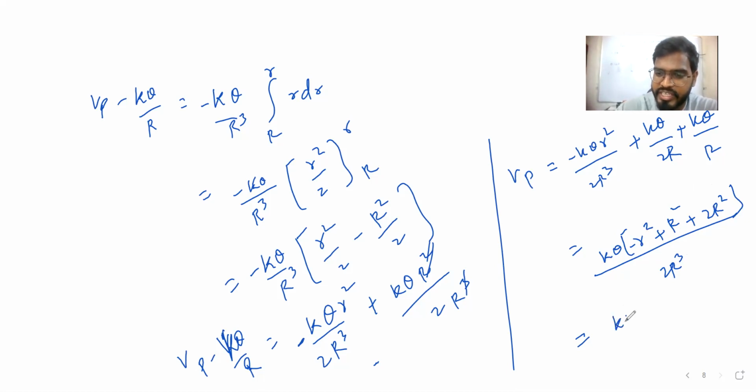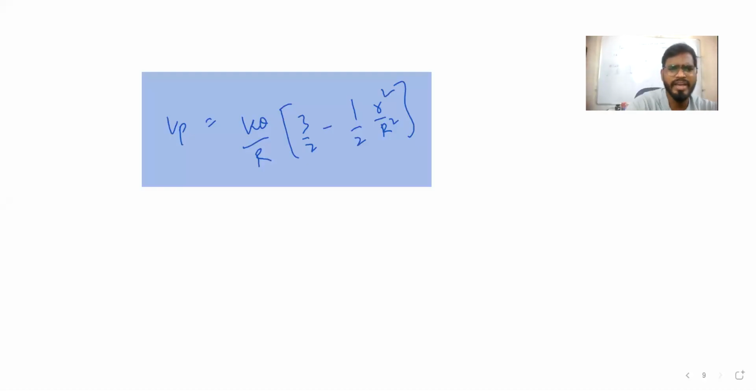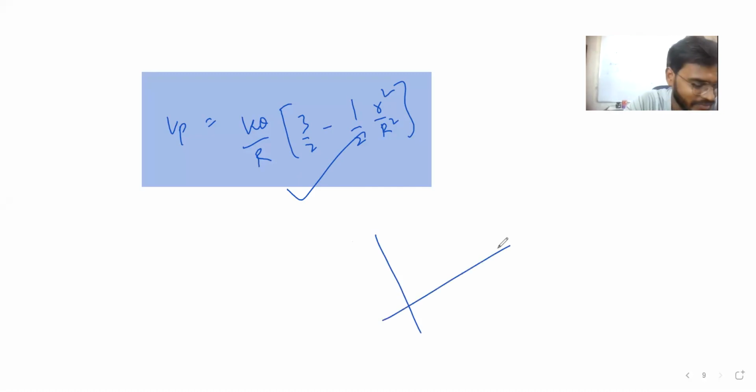So kq minus kq r square by 2r cube plus 3r square by 2r cube, right? That is what we got as the answer. So guys, if you take common kq by r, then this is going to be the answer. Fine. If you draw the diagram for this, like a graph, not a diagram, so the graph is going to be what?